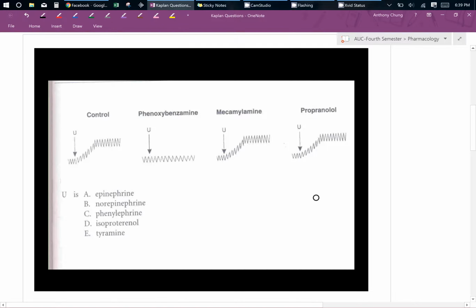All right, here's the next question. Once again, we have a diastolic and systolic blood pressure. And then let's talk about these drugs. Phenoxybenzamine, once again, alpha blocker. Methylmolamine, ganglion blocker. Propranolol, beta blocker.